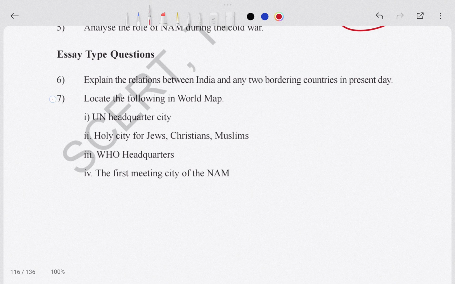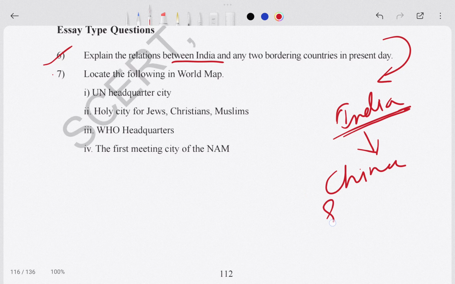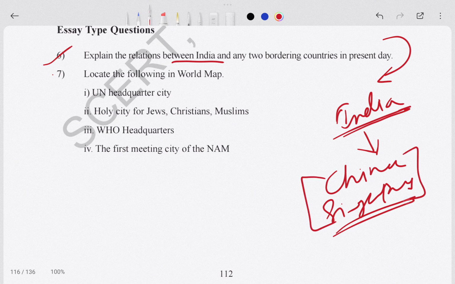If this question comes, and if you are quite interested in politics, then you have to write about the relation between India and two bordering countries. You can compare India with two of the bordering countries. If it is asking about bordering countries, then you can compare with China, not Sri Lanka.